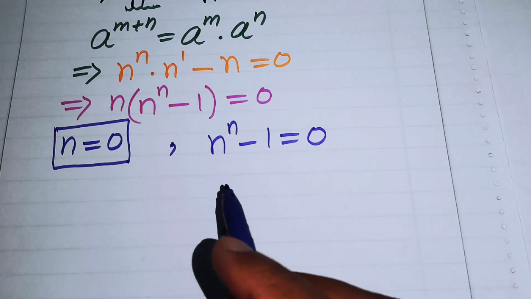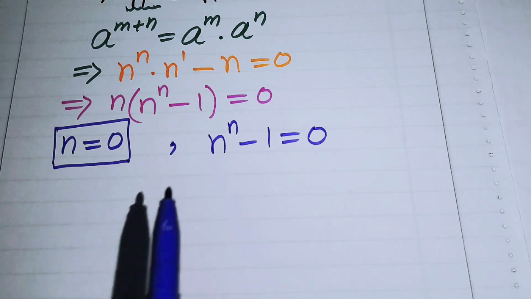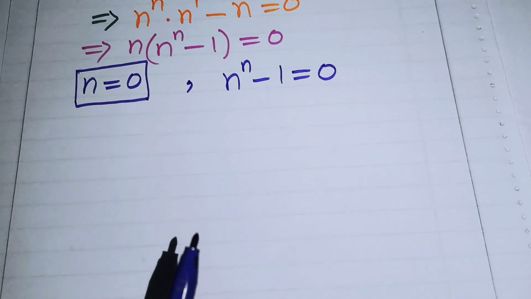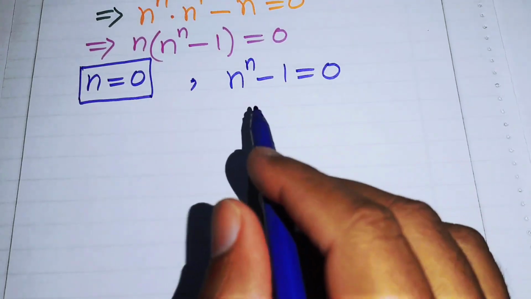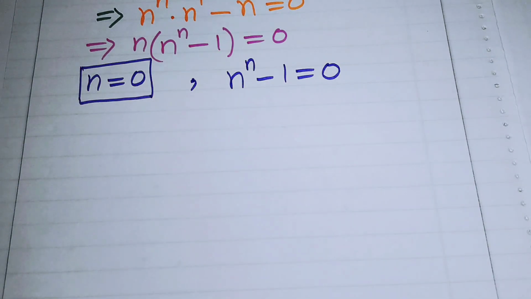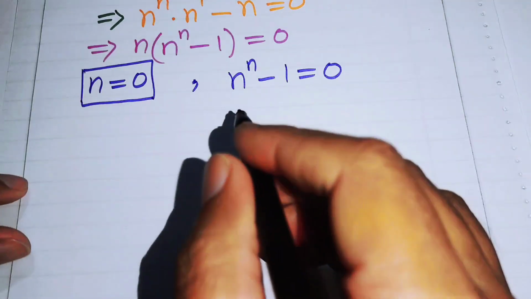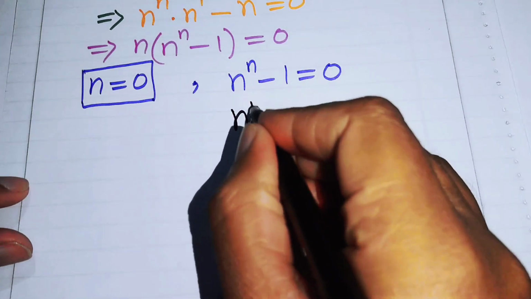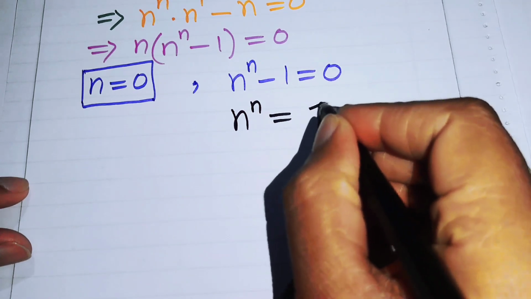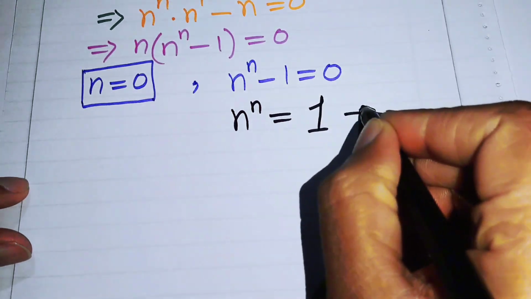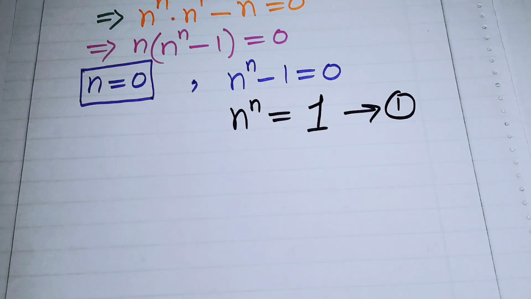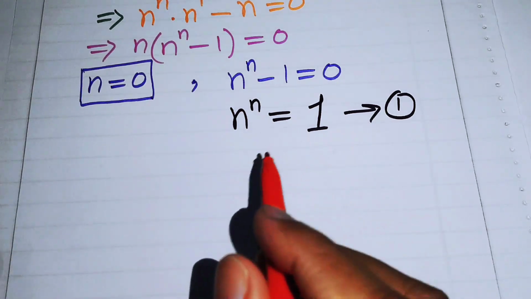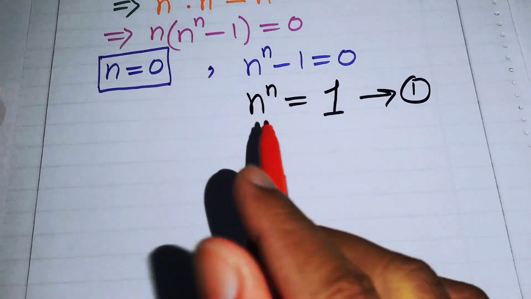Now how can you find the other root from this equation? This is the method we can apply here. First I can move this minus 1 to the right hand side. Then you will get n to the power of n equals 1, and I will name this equation number 1.